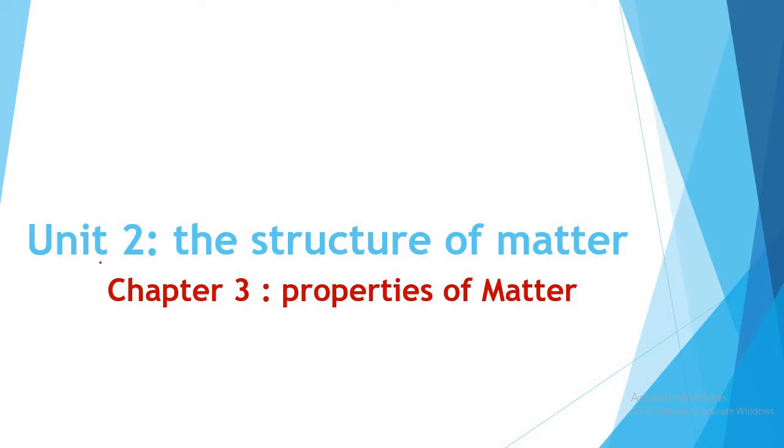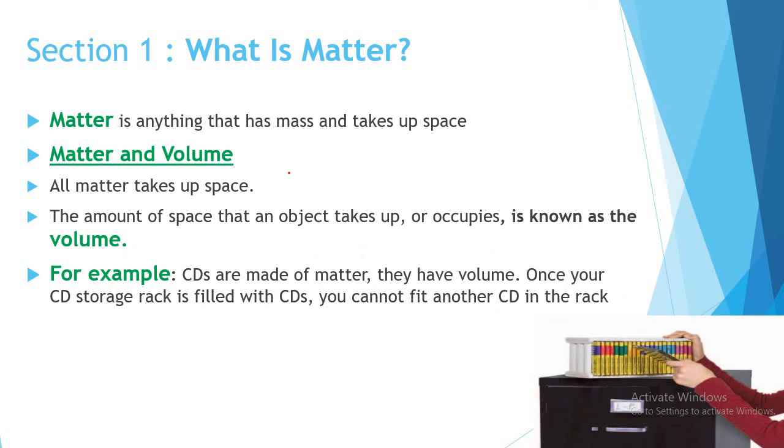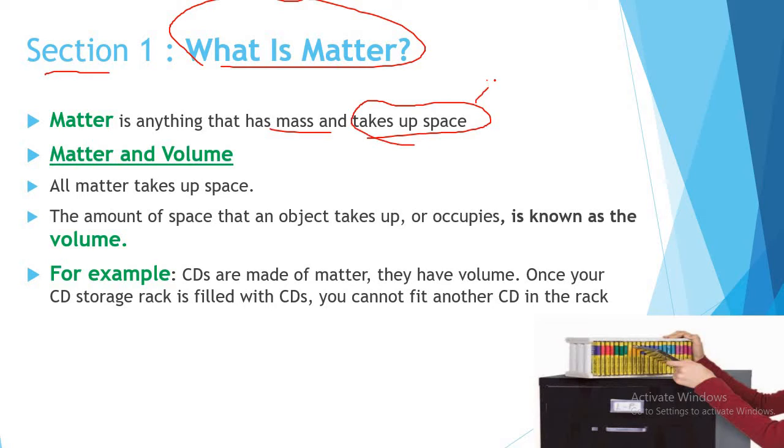Today we are going to take Unit 2, the structure of matter, Chapter 3, properties of matter. Let's start with Section 1, what is matter? First we should know the meaning of matter. Matter is anything that has mass and takes up space. Takes up space means volume. So matter is any object or anything that has mass and volume.